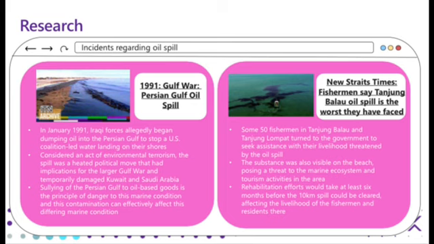Some 50 fishermen in Tanjung Balau and Tanjung Rompat turned to the government to seek assistance with their livelihood threatened by the oil spill. The substance, which was the oil spill, was also visible on the beach, which then poses a threat to the marine ecosystem and tourism activities in the area. Rehabilitation efforts would take at least 6 months before the 10-kilometer spill could be cleared, affecting the livelihood of the fishermen and residents there.